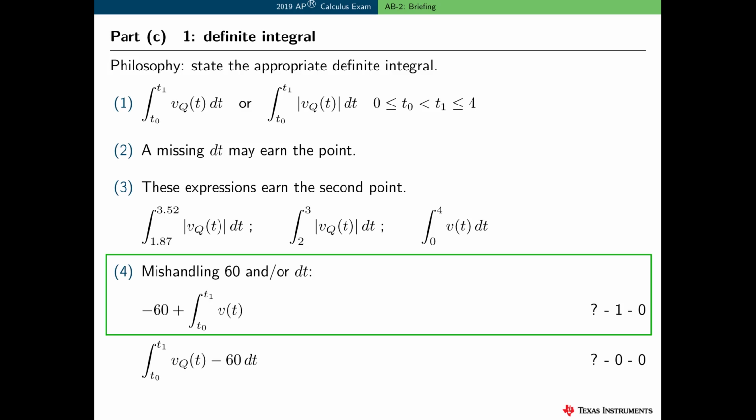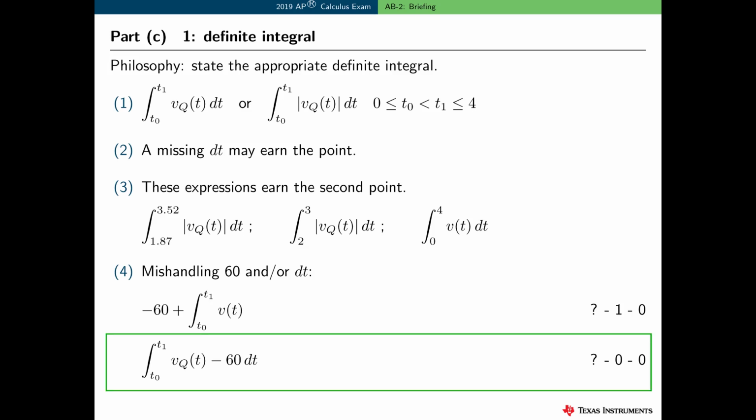and/or the dt. Here the student earns the second point for appropriate values of t sub 0 and t sub 1, of course, but is not eligible for the third. And in this expression, the integrand is wrong. The student does not earn the second point and is not eligible for the third.